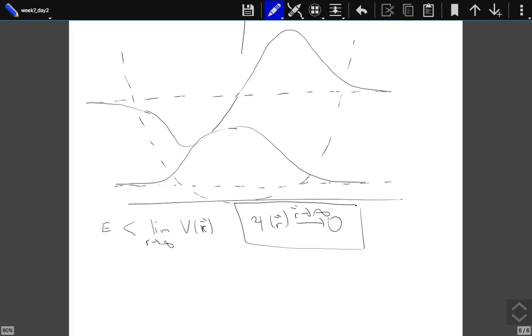Now, if you look at the other case, when energy is larger than the value of the potential at infinity, then the wave function need not go to zero anyway. Those are what we call the free solutions. They can just go up to infinity, and those states don't have a discrete energy spectrum. There's a continuum if E is larger than the potential everywhere.